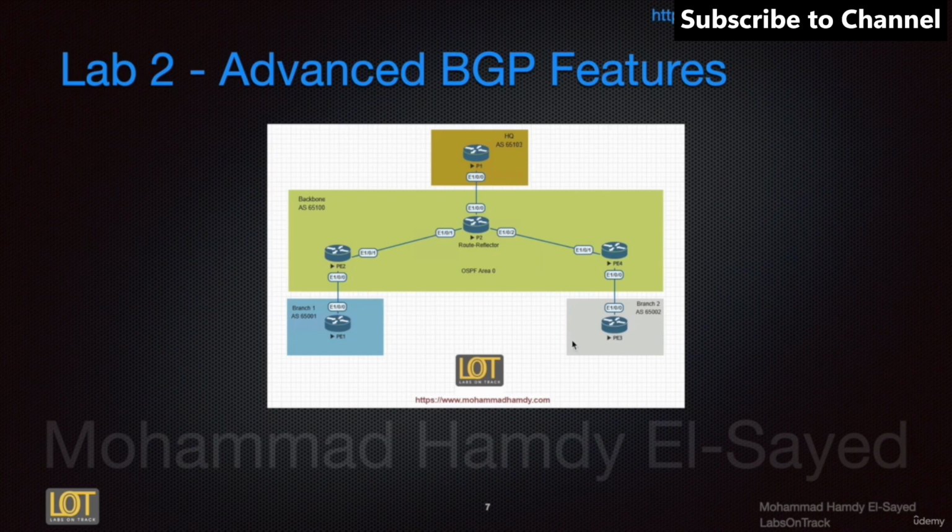We will have 3 different branches for one customer: HQ branch, branch 1 and branch 2. And we will have the backbone network. In the backbone network, we will have 3 routers, each router connecting one customer branch.